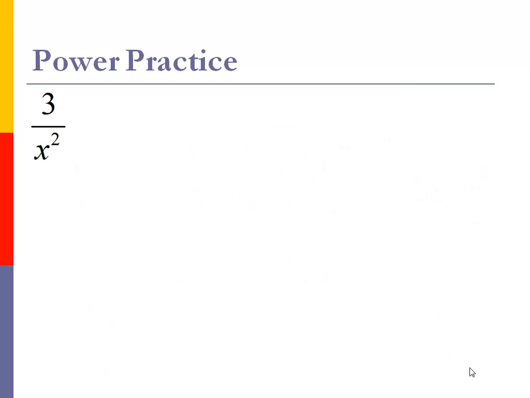Okay, for this first one, we've got 3 over x squared. And when we do that, remember that if we have a variable in the denominator, we can rewrite it as a negative power. So we're looking at 3x to the negative 2.